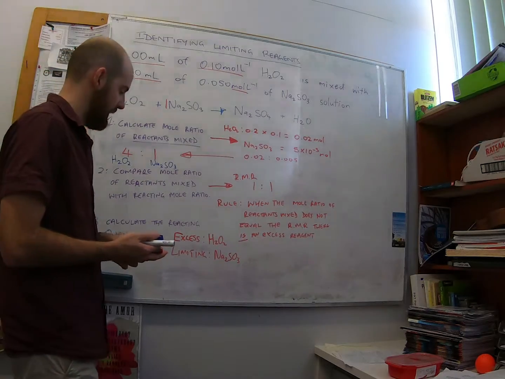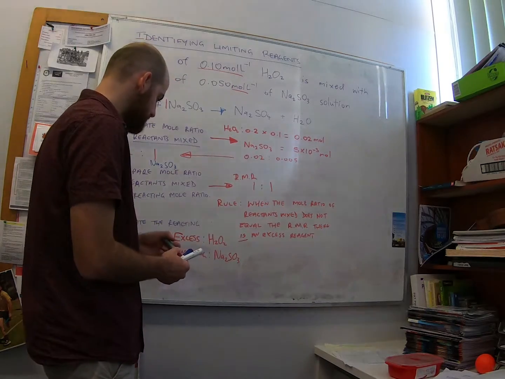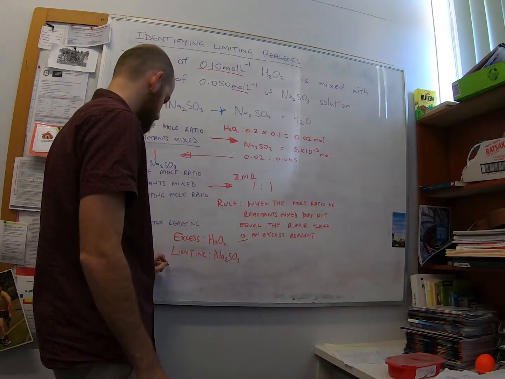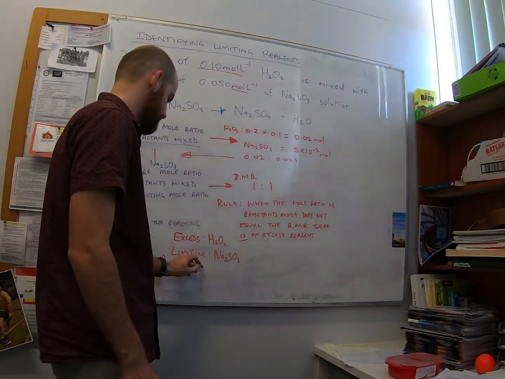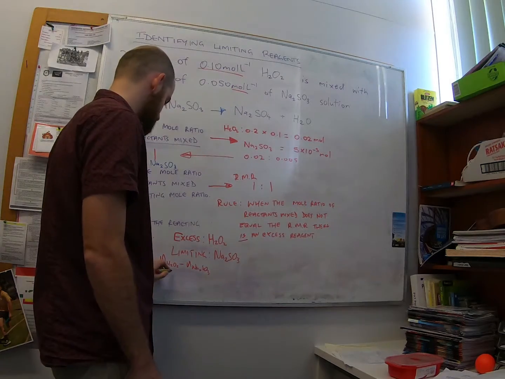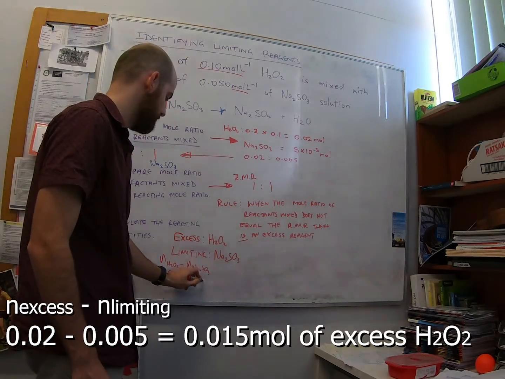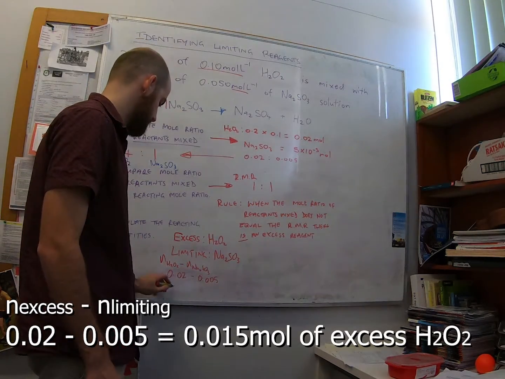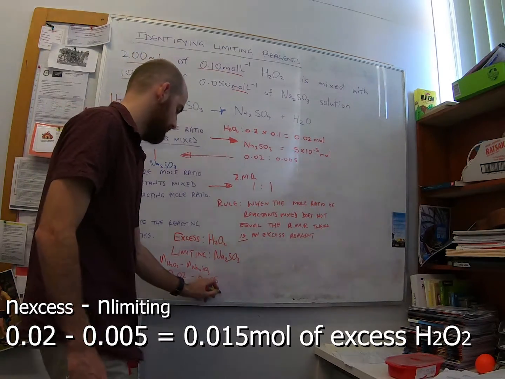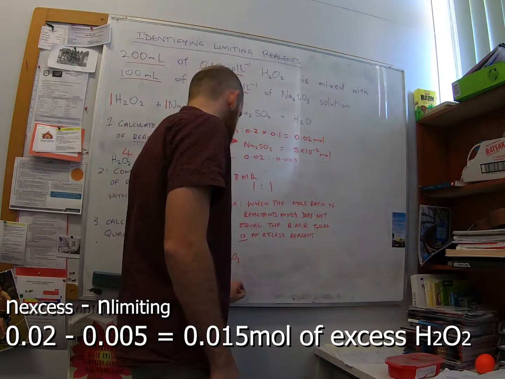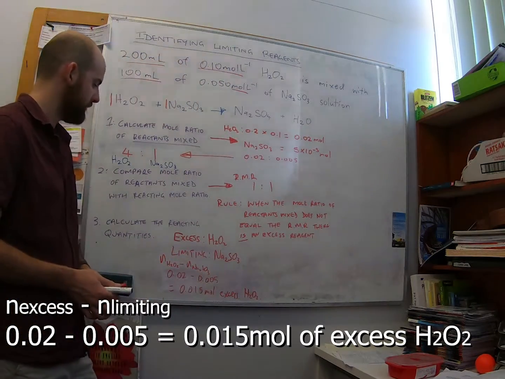Okay, and all we need to do is calculate the quantity. So how much excess hydrogen peroxide do we actually have? This is very straightforward. Okay, so we're looking at the number of moles of hydrogen peroxide minus the number of moles of sodium sulfite. Okay, 0.02 minus 0.005 gives us 0.015 moles excess hydrogen peroxide. Okay, and that's pretty much it.